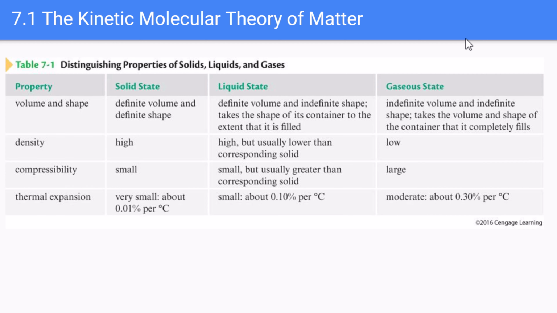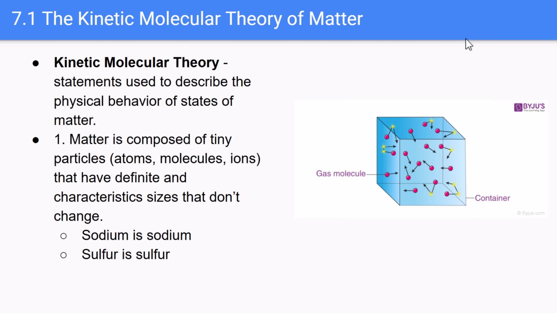So I've put a little chart here just to give you an idea of the different states of matter and how they differ from one another. We're going to analyze each one of these individually, but this chart really gives you a good idea of how volume and shape are determined based on the different states of matter, density, the ability for something to be compressed, and then the concept of thermal expansion. That is when you add heat to something, do the molecules expand or do they not expand?